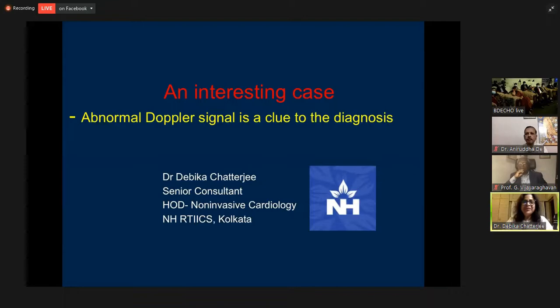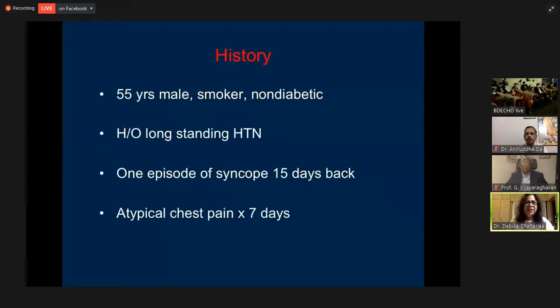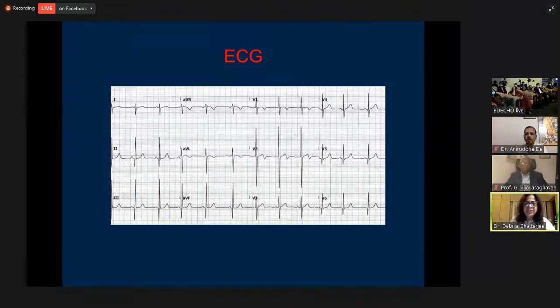I'm going to present an interesting case in this session, where an abnormal Doppler signal was a clue to the diagnosis. My patient, a 55-year-old male, smoker, non-diabetic, with a history of long-standing hypertension, which was under control, presented to us with one episode of syncope 15 days back. And he started having atypical chest pain for the last 7 days.